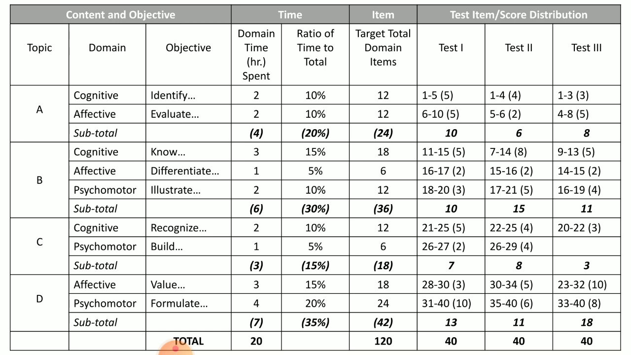Then under topic B, under cognitive, we have a total of 18 items. So it is distributed. For test 1, we have 11 to 15, which is 5 items. Test 2, 7 to 14, which is 8 items. And test 3, numbers 9 to 13, which is 5 items. A total of 18 items. And so on and so forth.